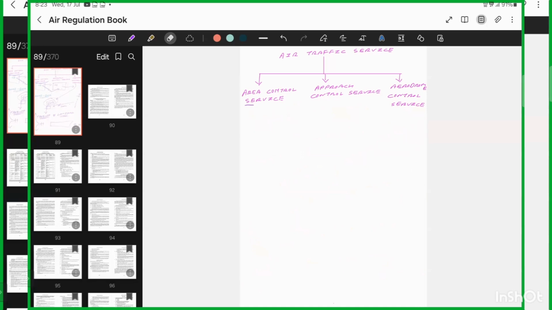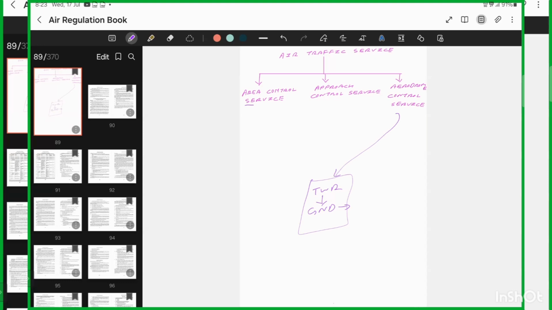After taxiing, they'll change to a different radio frequency. From tower, once you have vacated the runway, you change over to a ground frequency, and ground movement is controlled by that. So he also comes under the aerodrome control service. Both of them are controlled under aerodrome control service.